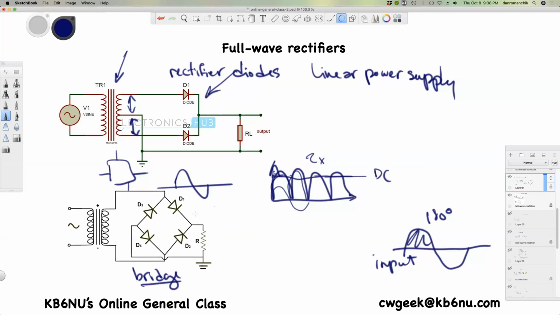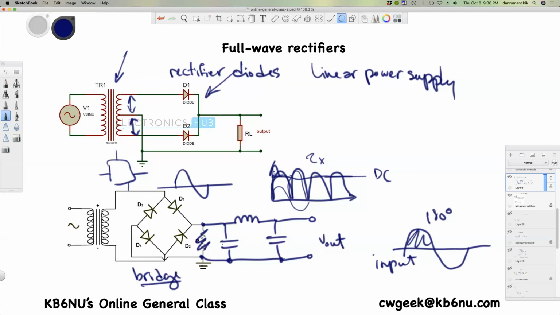And how do you do that? Well, get rid of the resistor. You put some capacitors in here. You might put an inductor in here. Yeah, you might have something like that.